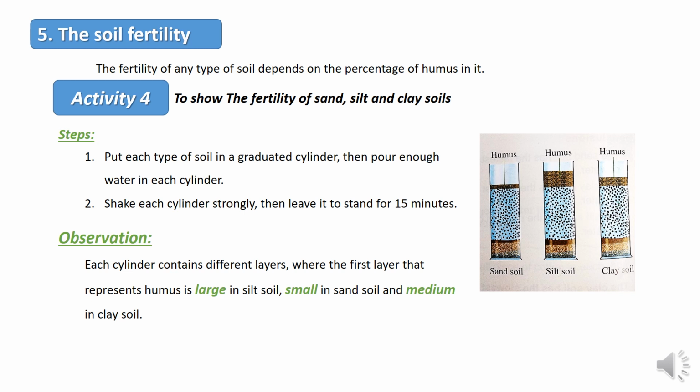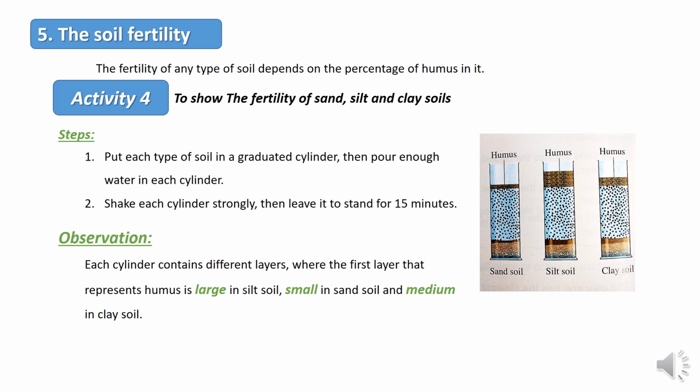Number 5. The soil fertility. The fertility of any type of soil depends on the percentage of humus in it. To show the fertility of sand, silt, and clay soils, put each type of soil in a graduated cylinder, then pour enough water in each cylinder. Shake each cylinder strongly, then leave it to stand for 15 minutes.